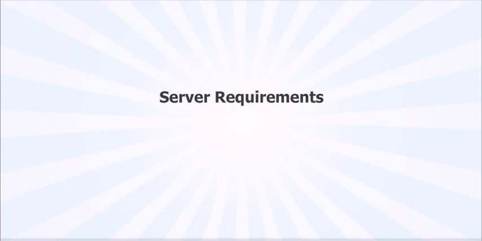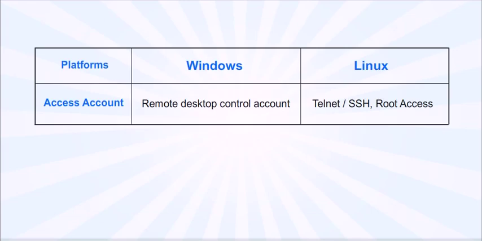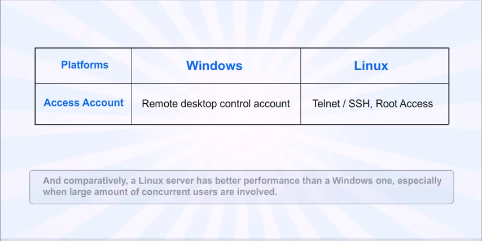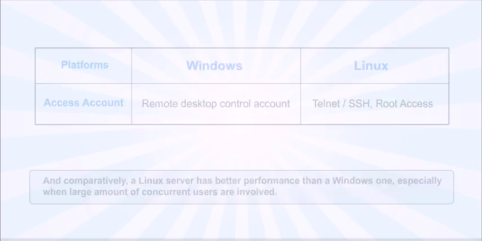Server requirements. If Windows, a remote desktop control account is necessary. If Linux, a Telnet or SSH account is a must-have, and root access is preferred. Therefore, a dedicated server is needed, while shared hosting with only FTP access is not sufficient to run 123 Flash Chat on it. And comparatively, a Linux server has better performance than a Windows one, especially when a large number of concurrent users are involved.